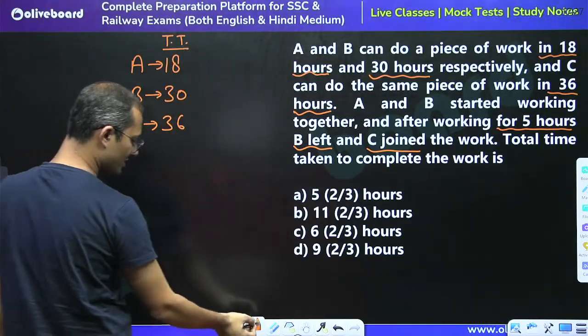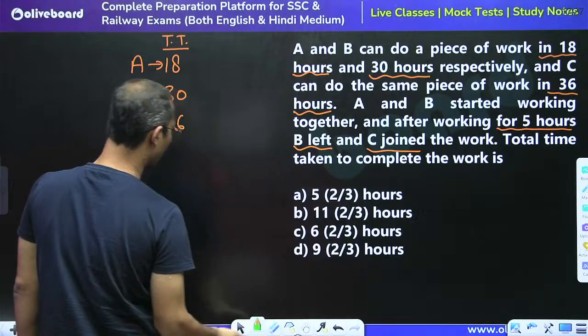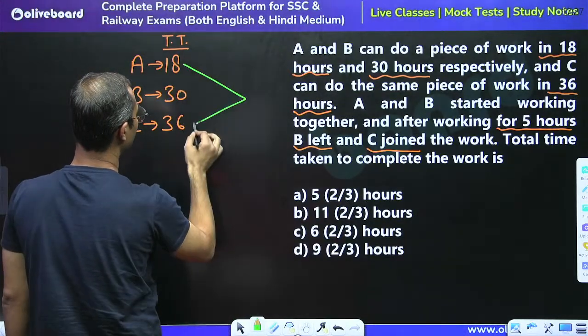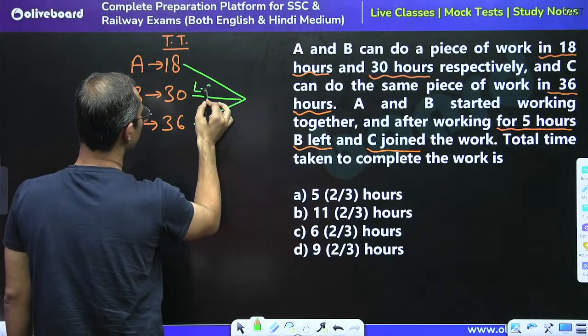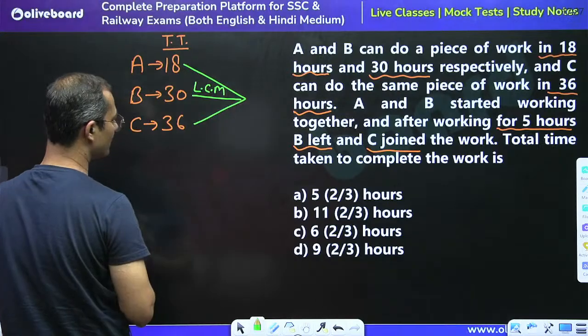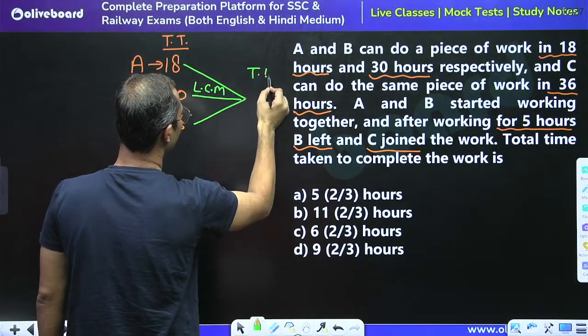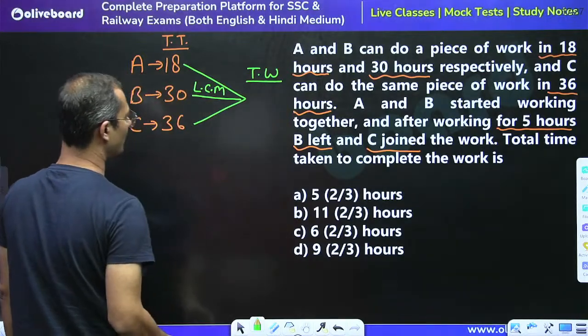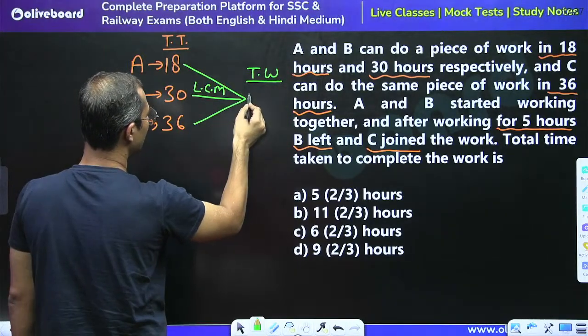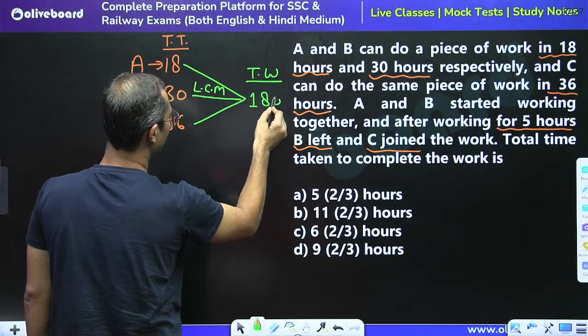So what is the concept? Whenever we have total time, we have to take the LCM of the total time first. The LCM is going to represent the total work. So what is the LCM of these? The LCM would be equal to 180.